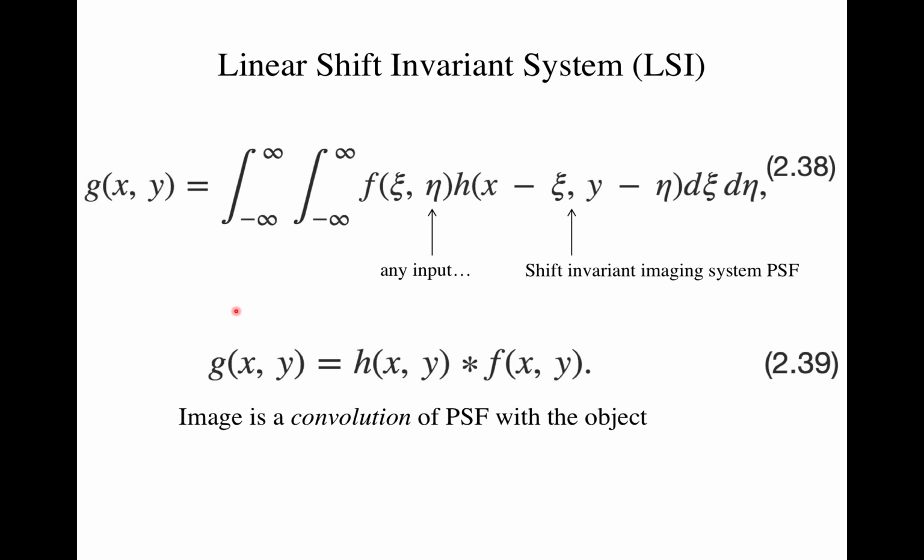This is a pretty powerful concept, right? It just says if I can characterize my system as providing just a specific blur on a point object, then I can calculate what every picture is going to look like just by doing this convolution.